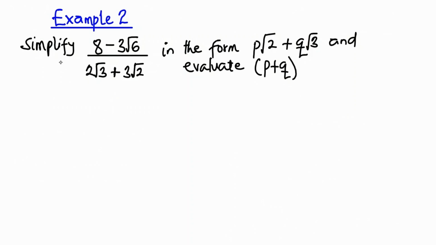So example 2 says that we should simplify 8 minus 3 root 6 divided by 2 root 3 plus 3 root 2 in the form p root 2 plus q root 3 and evaluate p plus q. So we have our solution, and the question was giving us 8 minus 3 root 6 divided by 2 root 3 plus 3 root 2. So just like we said, we find the conjugate and we rationalize.